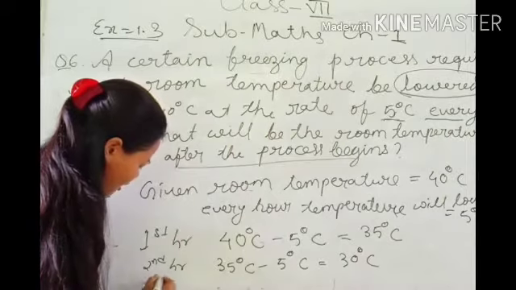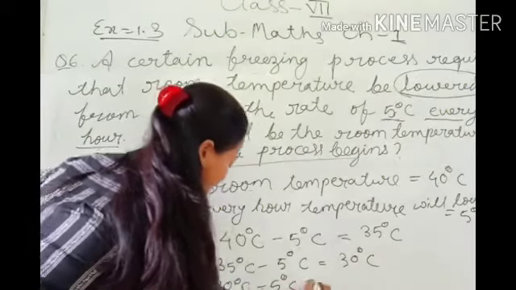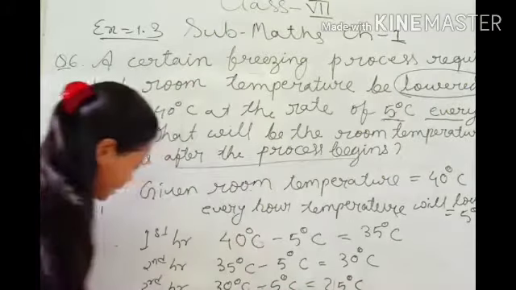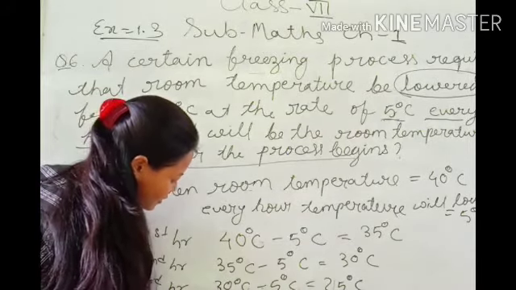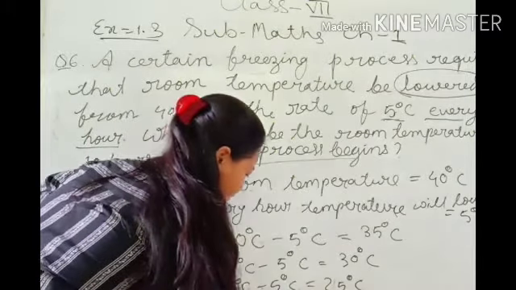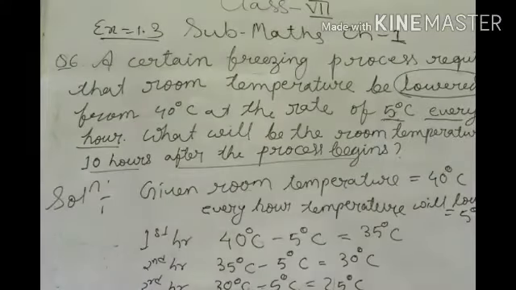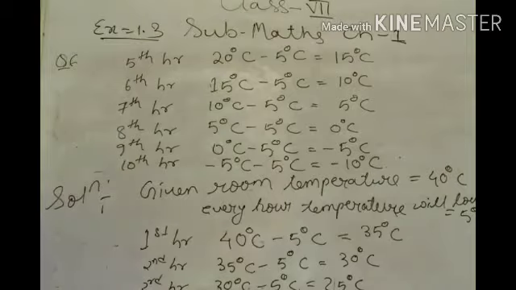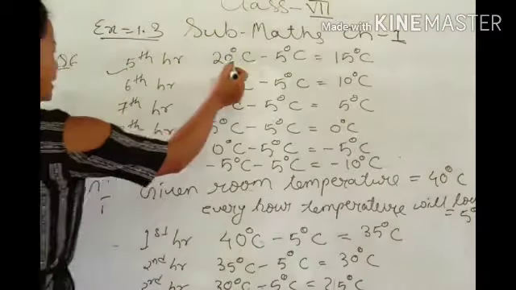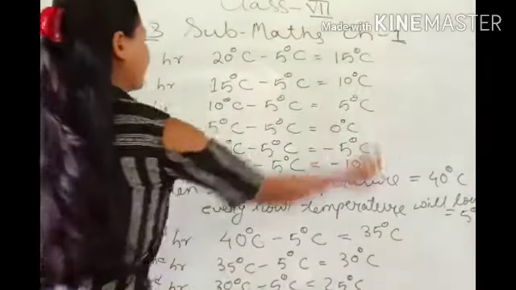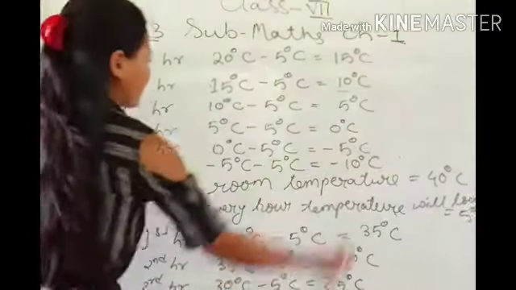Now next, third hour, 30 degrees Celsius minus 5 degrees Celsius will become 25 degrees Celsius. Now in the fourth hour, how much? 25 degrees Celsius minus 5 degrees Celsius, you will get 20 degrees Celsius. So in the same way, in the fourth hour we got 20 degrees Celsius. Now fifth hour, 20 degrees Celsius minus 5 degrees, you will get 15 degrees Celsius. And in the sixth hour you will get 10 degrees Celsius. Then the seventh hour it becomes 5 degrees Celsius.